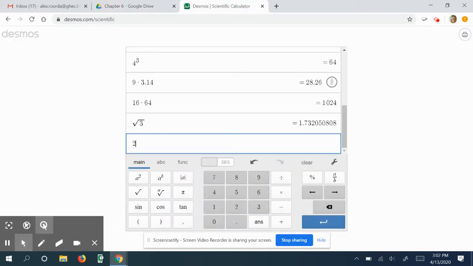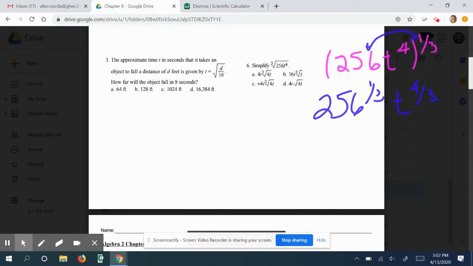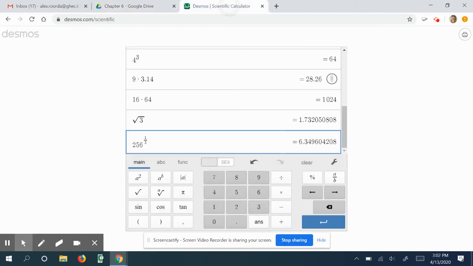Okay. So 256 to the power of 1/3 is a decimal. It's 6.349. So it's not a whole number. So that kind of gives us a bummer. It also shows that it's not going to be B because that has 16. So we know it's not B. So now I'm down to A, C, or D. So the nice thing is I see that I have a 4 and a 4 underneath my root. Okay, so we know for sure I can take a 4 out. But what is 256 divided by 4?